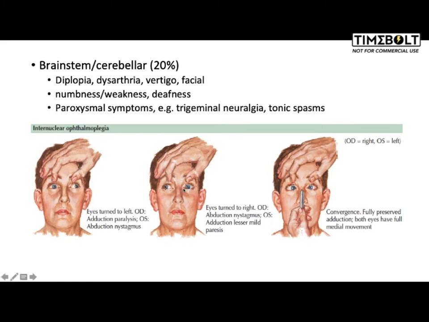When the patient tries to look towards the right side, there is again abducting nystagmus in the right eye, and slight adduction paralysis in the left eye. On looking at a close object in front, convergence is fully preserved. This is because of demyelination of the fasciculus, which connects the nuclei of the third and sixth nerves with each other.